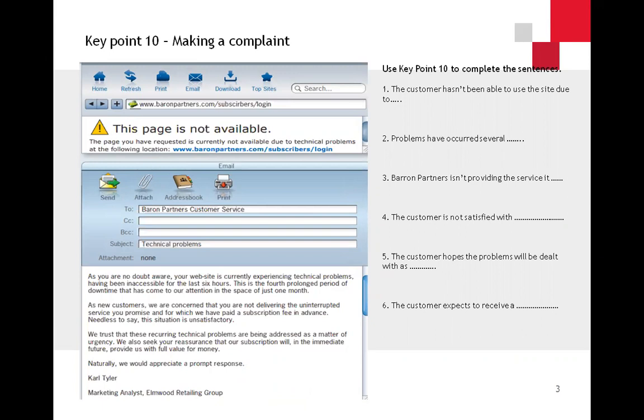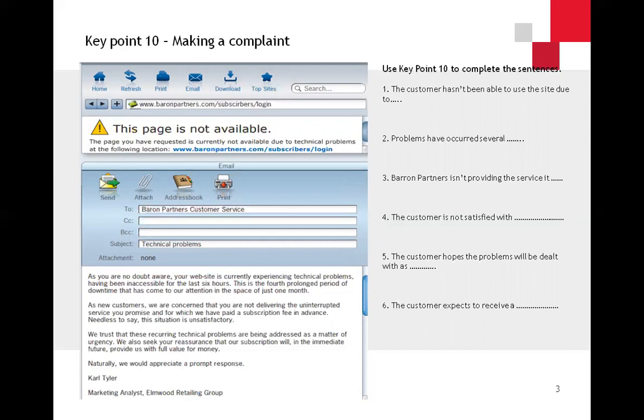Here we have an example of an email written to complain about the technical problems experienced while using a company's website, and it reads as follows. As you are no doubt aware, your website is currently experiencing technical problems, having been inaccessible for the last 6 hours. This is the fourth prolonged period of downtime that has come to our attention in the space of just 1 month. As new customers, we are concerned that you are not delivering the uninterrupted service you promise, and for which we have paid a subscription fee in advance.